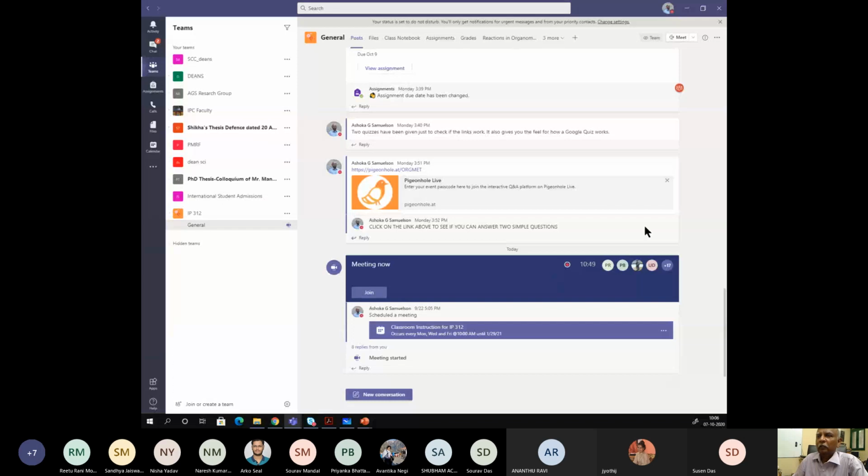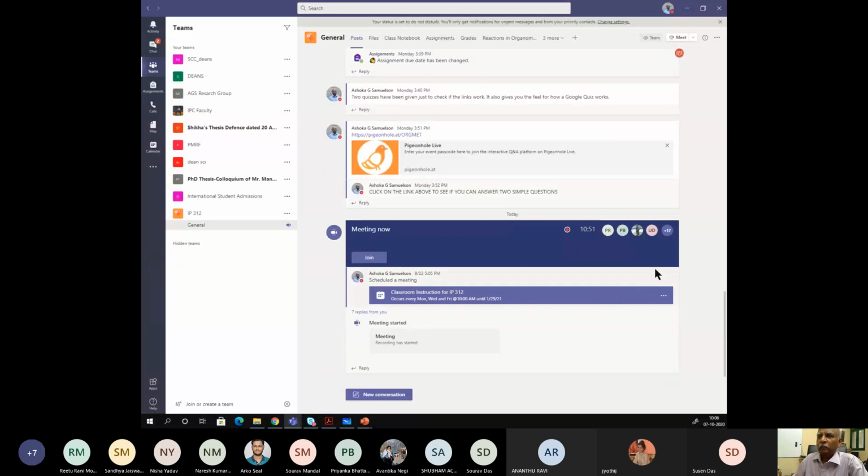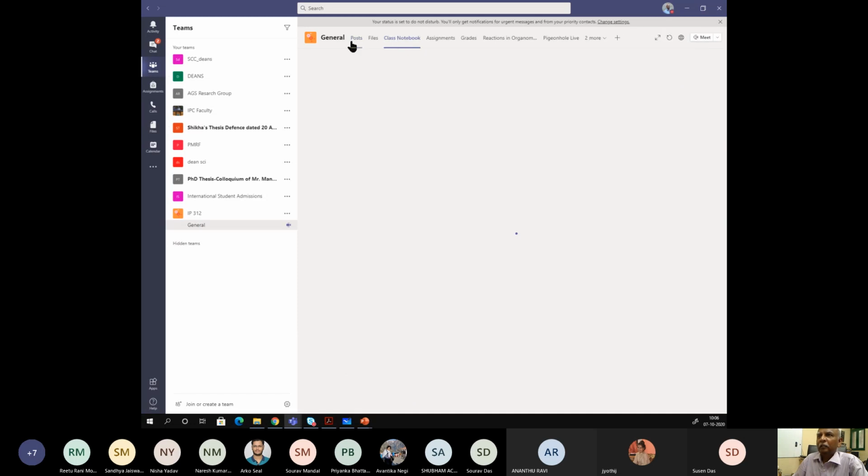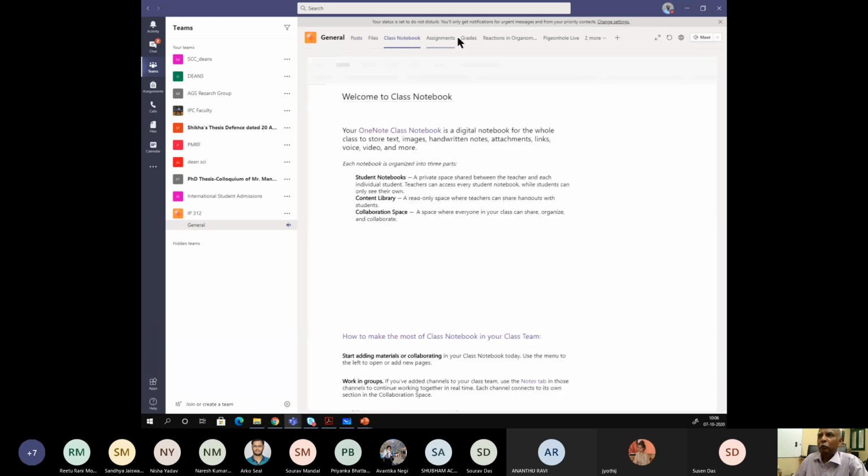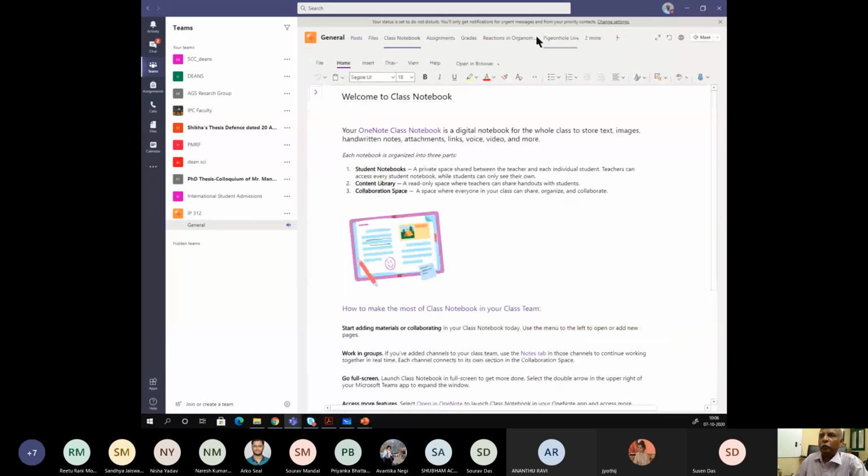Okay. So this is the window that you're going to see in your PC when you join Teams and click on the Team IP312 in the General tab. Now, on the top, you have a series of things which you can click on. One of them is a class notebook.